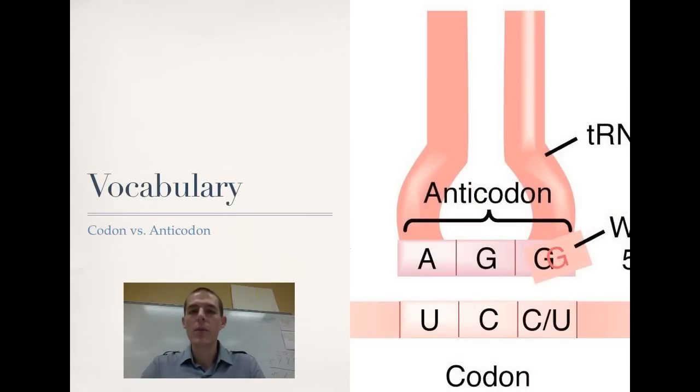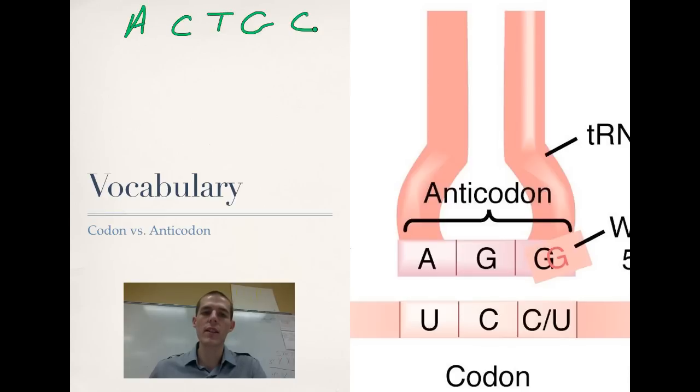Two pieces of vocabulary that are going to be really important as we discuss this: codon versus anticodon. In our string of mRNA that we built during transcription, we took our DNA, so let's say our DNA template code was ACTGCT. The matching mRNA transcript would be UGACGA.